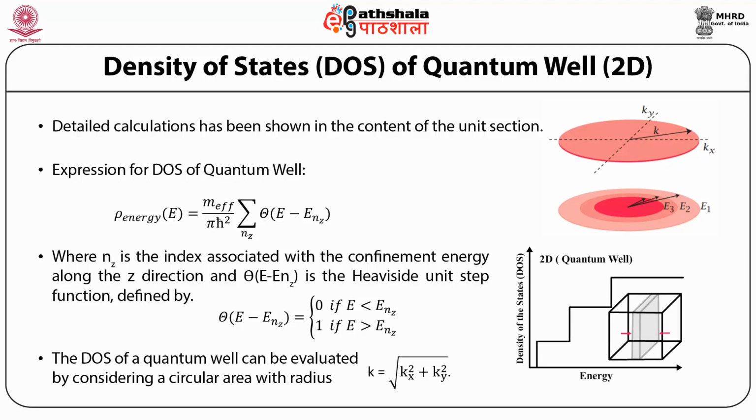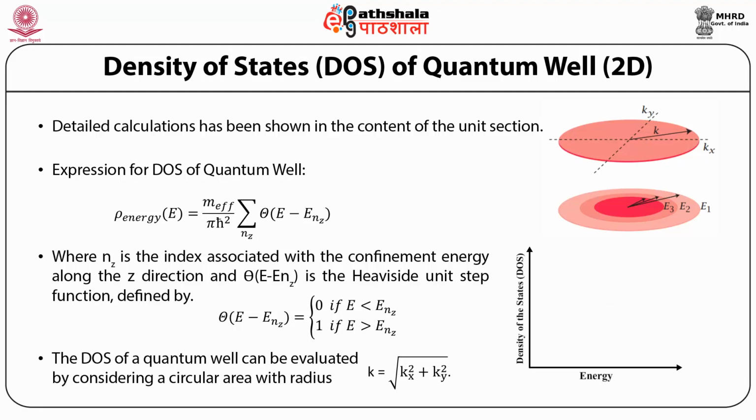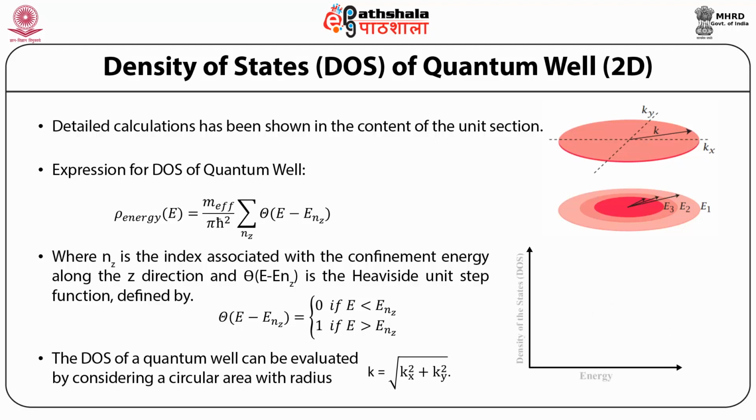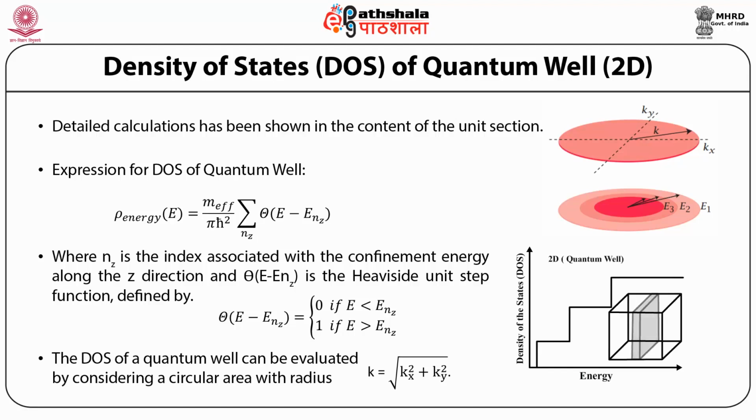In general, we can say a density of state is an average over the space and time domain occupied by the system. Here, we will discuss the density of state for quantum well structure in detail. The density of state of a quantum well can be evaluated by considering a circular area shown in the figure, with radius k equal to the square root of kx square plus ky square.